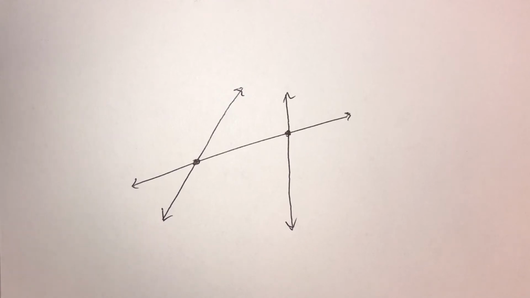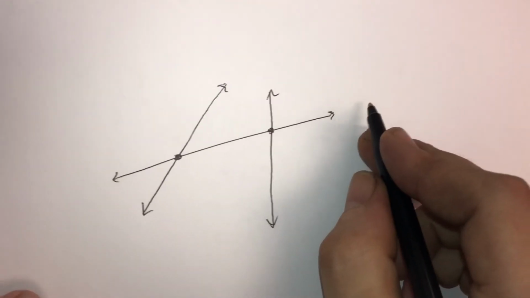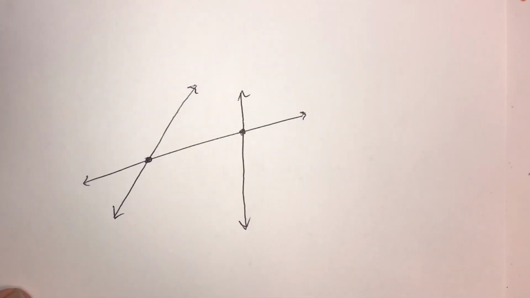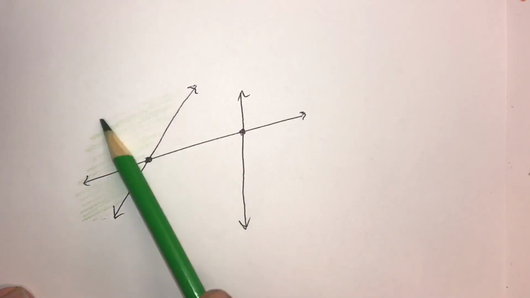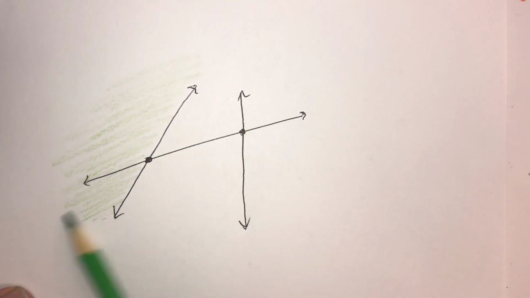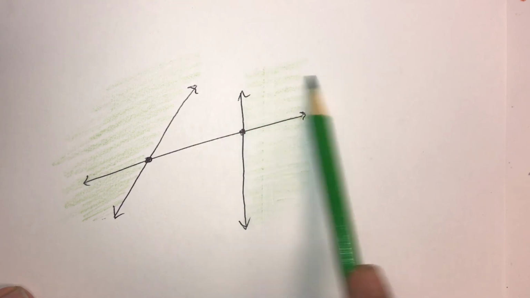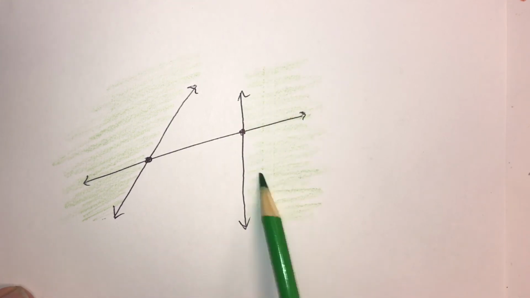All right, there are four types of angle pairs that I want to talk about. In order to talk about them very well, I'm going to lightly recolor the interior and exterior of this transversal. And I'm also going to number the angles.